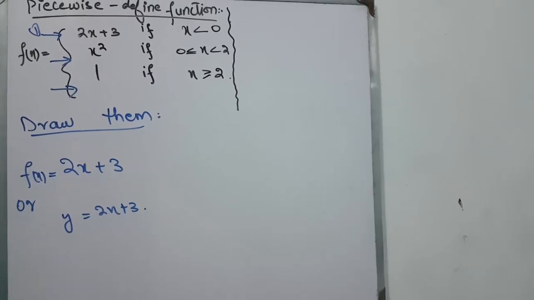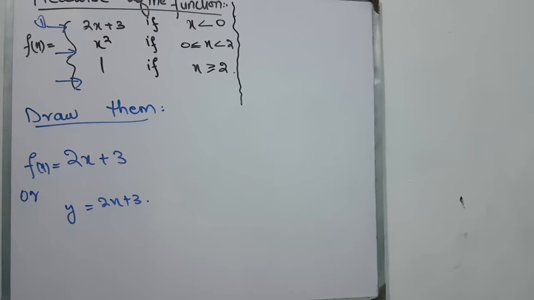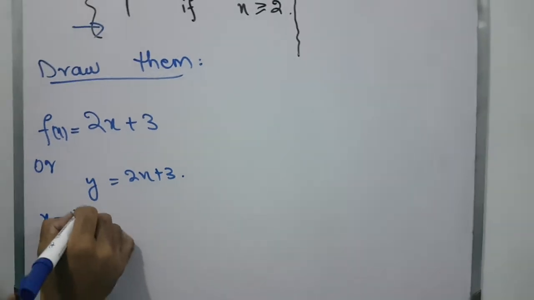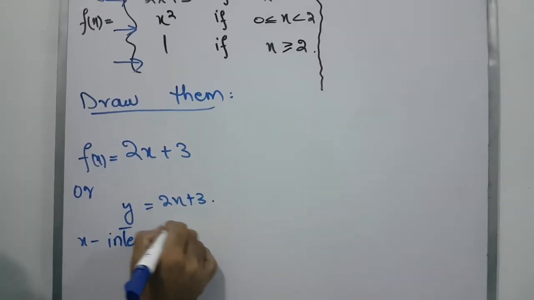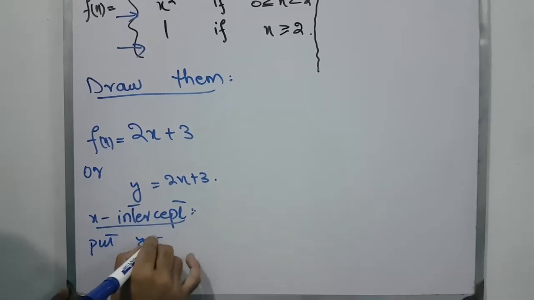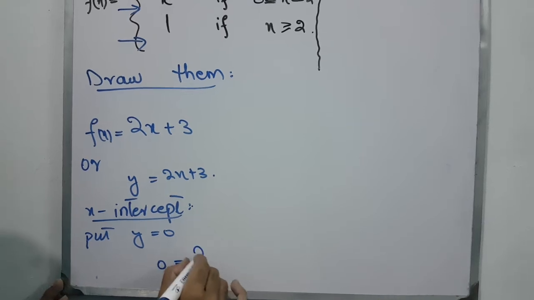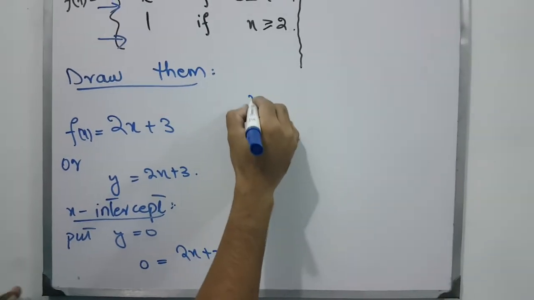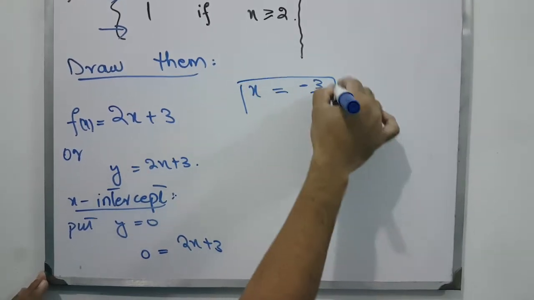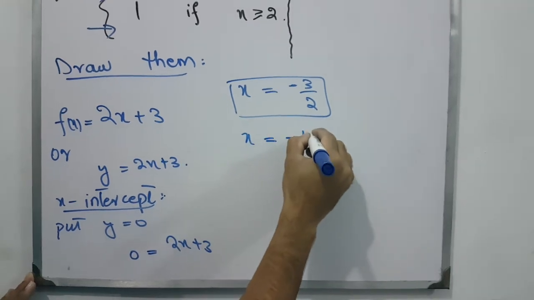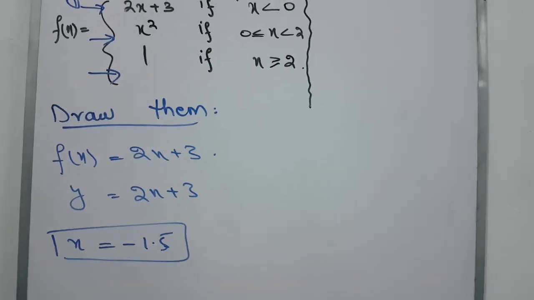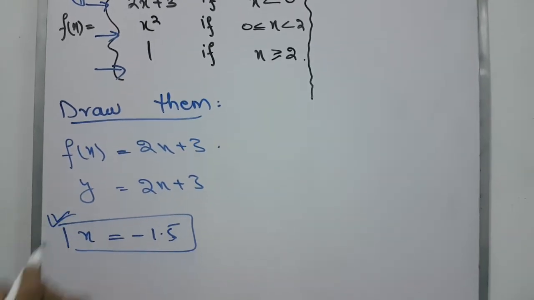In lecture number 1, I told you about x-intercept and y-intercept. Now here we use the same concept. For the x-intercept, put y equals 0. Therefore, 0 equals 2x plus 3, so the value of x equals minus 3 by 2, or in decimal form, minus 1.5. Now we get the value of x using the x-intercept.